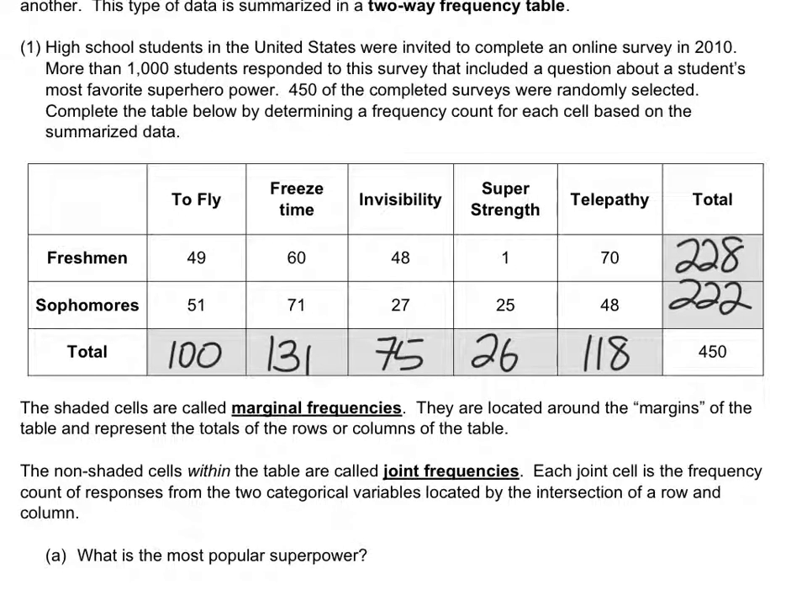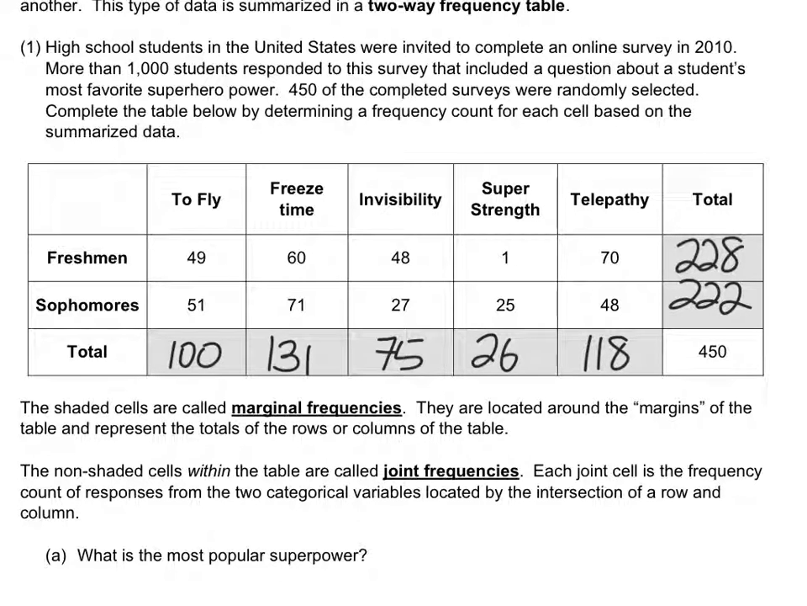So what we determined here is a few things. We determined the total number of freshmen that were polled, the total number of sophomores that were polled. We determined the total number of students in general that preferred or had a favorite superhero power of flying, of freezing time, and so on. All right, so we got a lot of valuable information out of that. Those are the marginal frequencies.